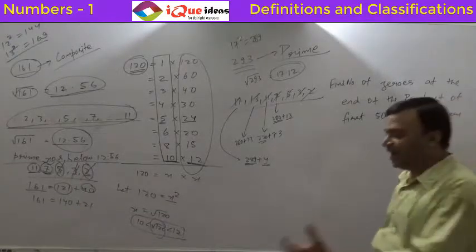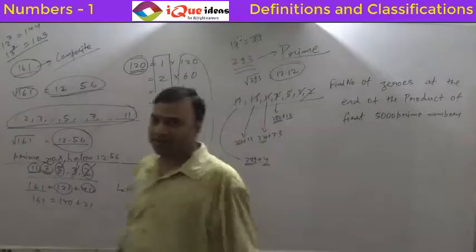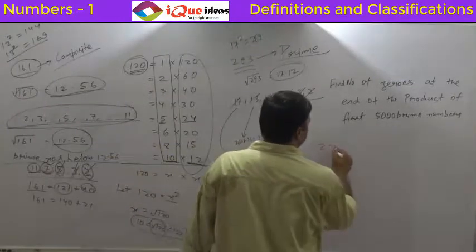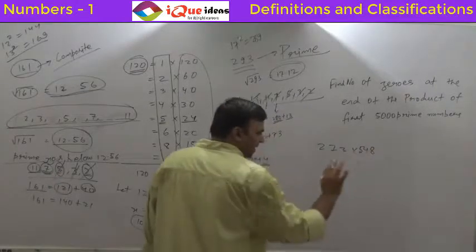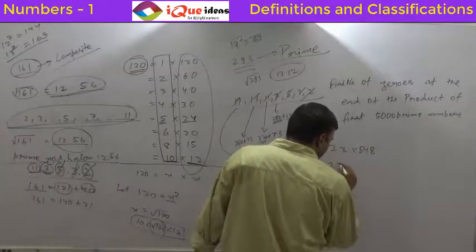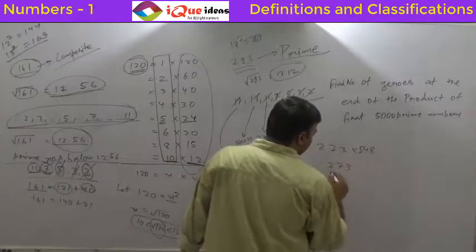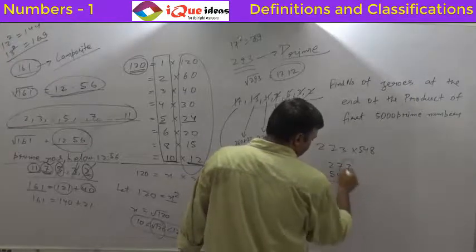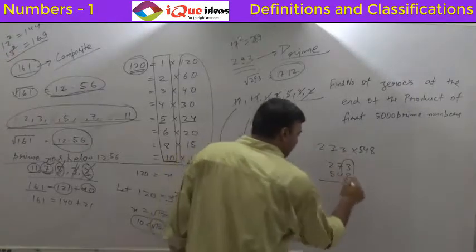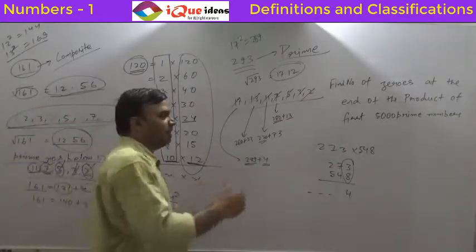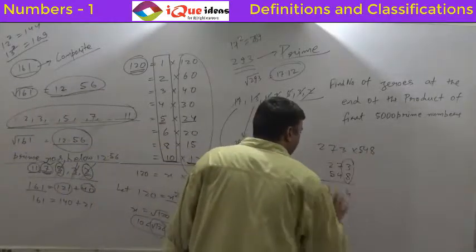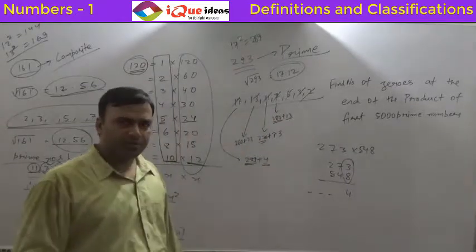First of all, how would you find the end digit for any product? Let's take an example: 273 into 548. You can multiply and find. But to find the unit digit, or the end digit, you just need to multiply the last digits of these two numbers. So 8 3s are 24, so 4 will be the answer. If I just want to know the unit digit of a multiplication, we just take the unit digit of each number and multiply. That's it.